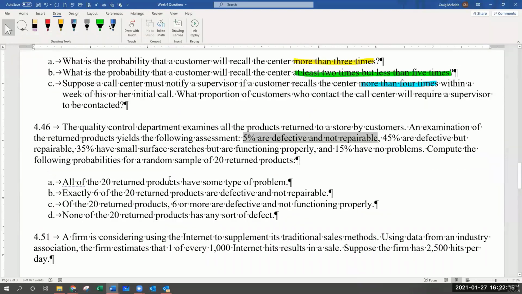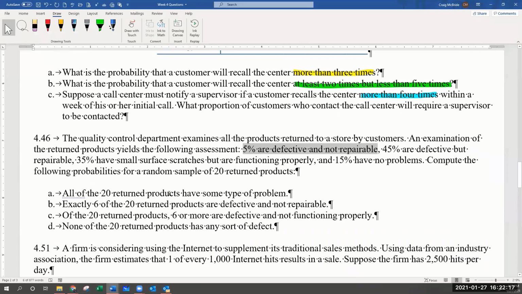So 446A says all of the 20 returned products have some type of problem. Well, only 15% have no problems, right? So some type of problem means all the other things added together. So that's an 85% chance for any one particular one.